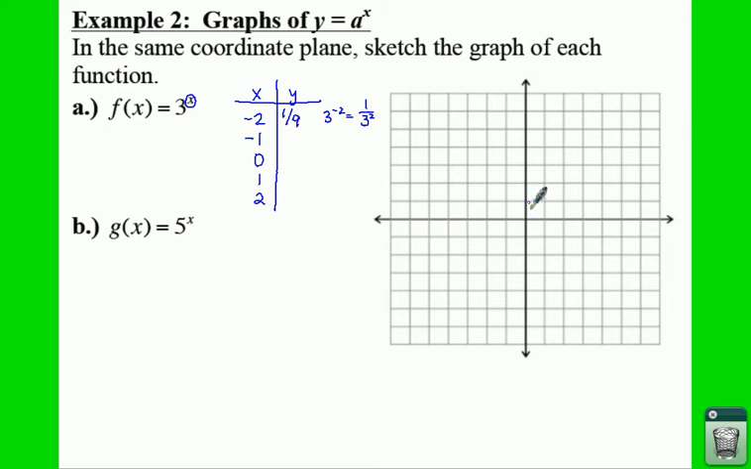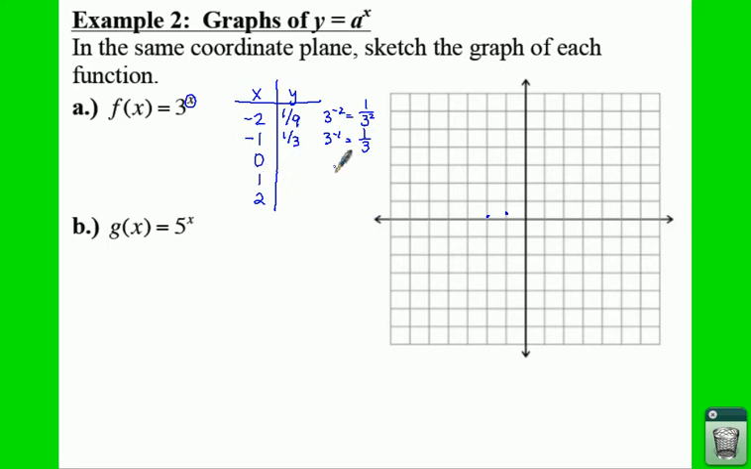So what we're going to do is go back 2 and up 1/9, which is real close to a 9th. Same thing with 3 to the -1. That just flips that over and makes it 1/3 to the first power, which is just 1/3. So you go back 1 and you go up 1/3. It could be closer to 2/5, but I think that'll work.